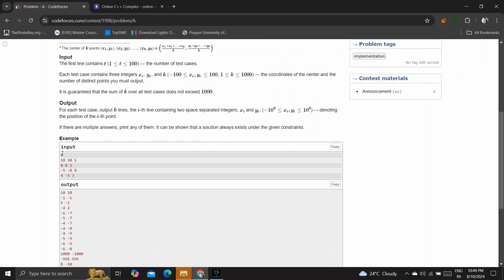Now in this particular example, if I see 4, 10, 10, 1, the output is 10 and 10 only. Why? Because we have to find only one coordinate. So 10 and 10 itself is one coordinate, right? And here x is equal to 10 divided by 1 would be 10 only, and this 10 for y coordinate divided by 1 would be 10 only. Okay. Similarly, here 0, 0, 3 is given, right? We have to find three distinct x coordinates and three distinct y coordinates, such that the sum of all x divided by 3 would be 0 and the sum of all the y coordinates divided by 3 would be 0. Okay, so what coordinates can I take?